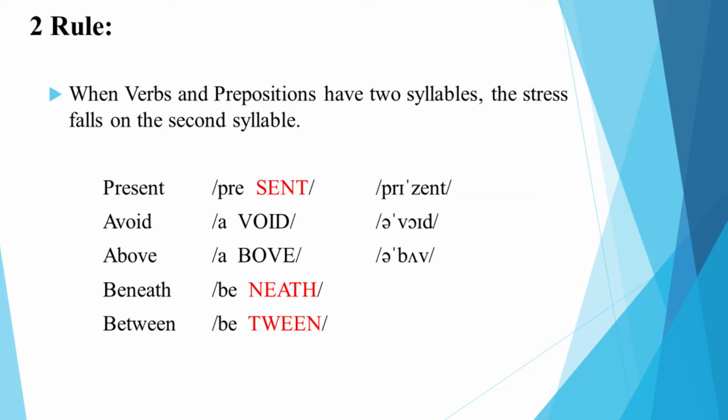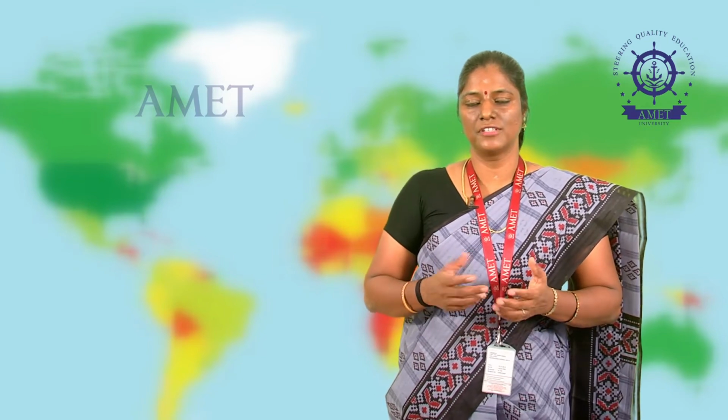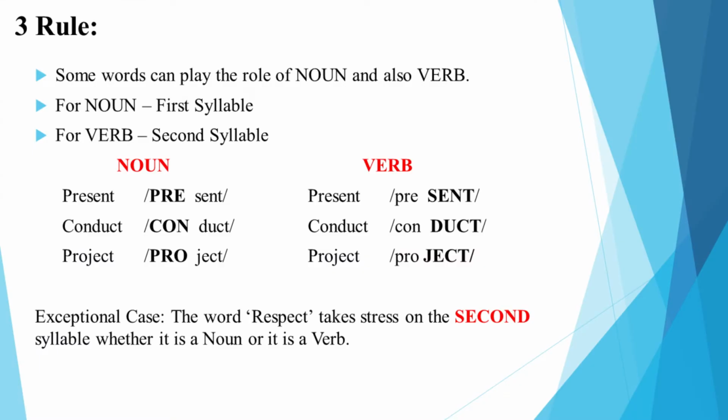That's the second rule, that we have to mark stress on the second syllable if the verb or preposition is a 2 syllabic word. We will move on to rule 3. In our language we have words that can play the role of both noun and verb. We have some words like that. For example, take the word project.